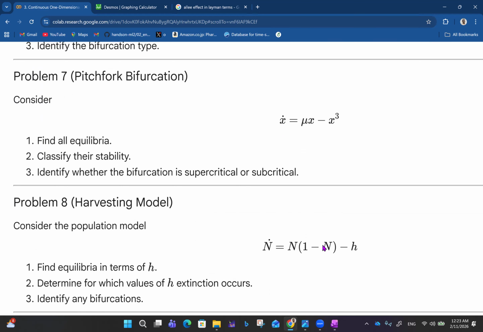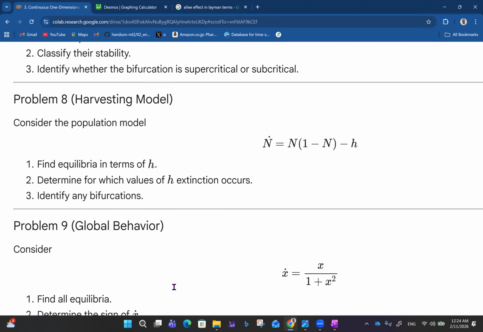Now, this is a harvesting model. Okay, same as n over k, right? Except that here, maybe we take that the k is actually 1, we take the carrying capacity to be maybe 1 unit, if you like. Then find equilibria in terms of h. So again, you still equate to 0 and solve for n, and then you get the points of equilibria. Then determine for which values of h extinction occurs. So which h is going to lead to extinction. You determine that, and then identify any bifurcations for sure.